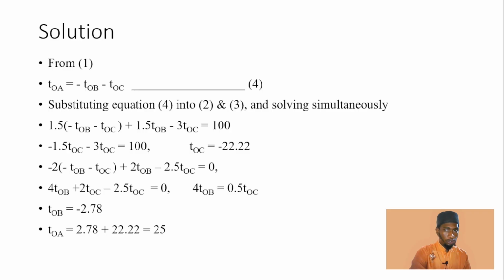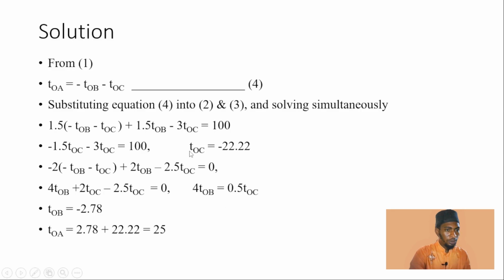That's our TOB. So we have our TOB now as minus 2.78, which means two of the unknowns are now known. The TOC and TOB are known now, so we can easily go back to equation 4 and substitute our TOB and TOC there.